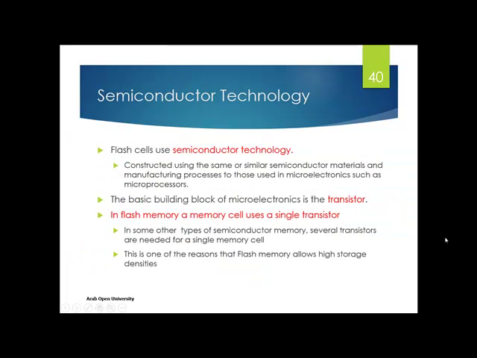As we said before, flash memory uses semiconductor technology. This is why it is also called semiconductor memory. The basic building block of microelectronics is the transistor, and in flash memory it's important to note that every memory cell uses a single transistor. In other types of semiconductor memory, we might need several transistors for each single memory cell, and this is one of the reasons that allows flash memory to have high storage density.